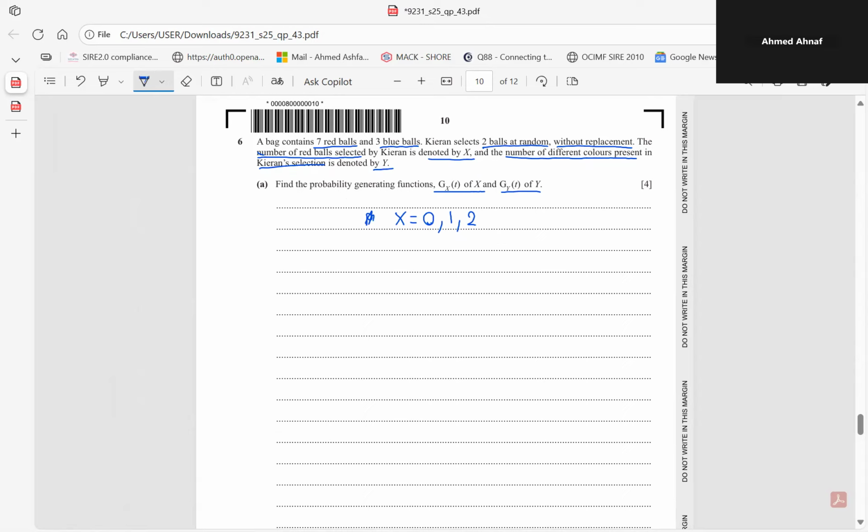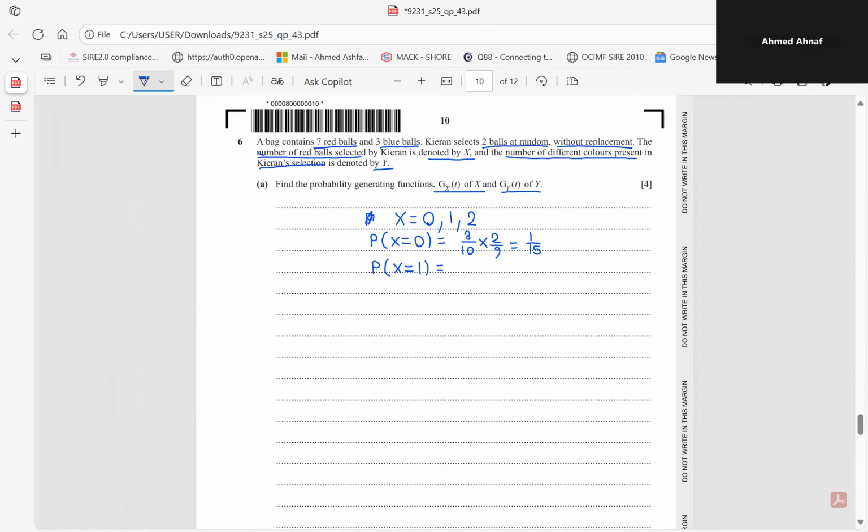Okay, so now we are going to find the probability for each of the values. So the probability of X being equal to 0, so no red balls, all blue balls. We have 3 at first, so 3 over 7 plus 3, that's 10, times 2 over 9, because there's only going to be 2 blue balls and 9 balls in total. So you type into your calculator, get 1 over 15.